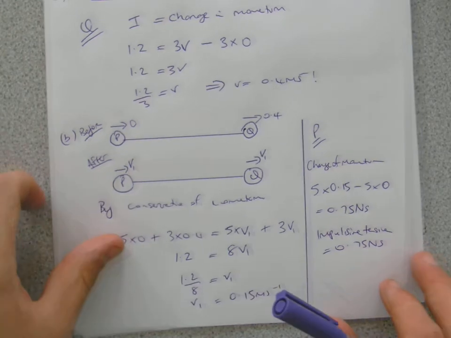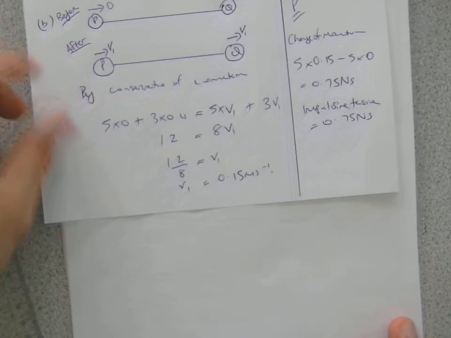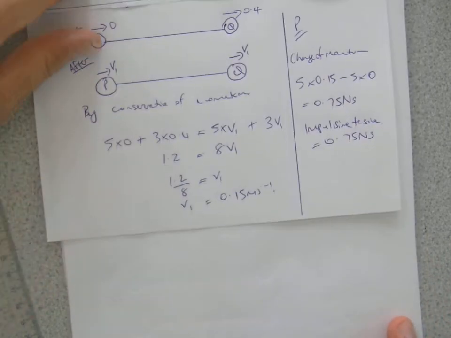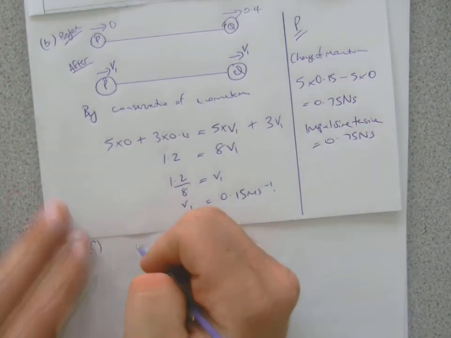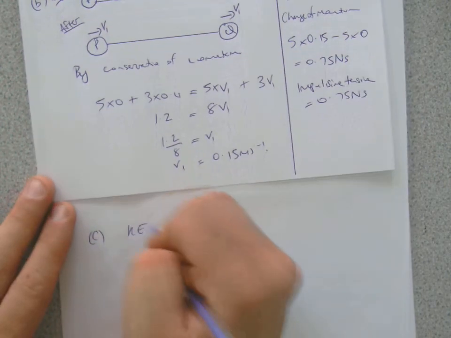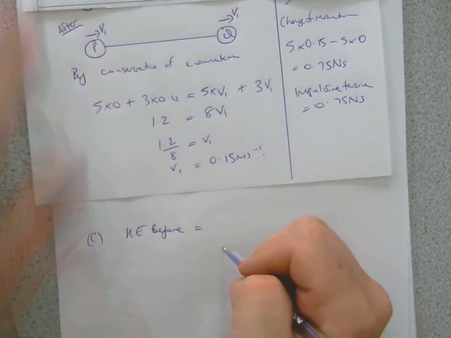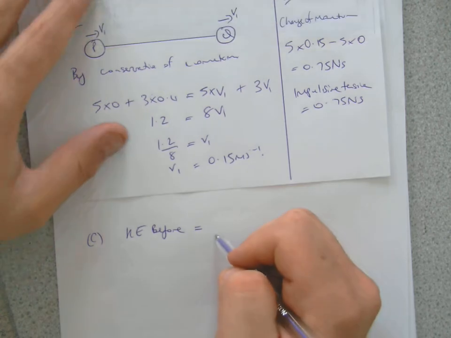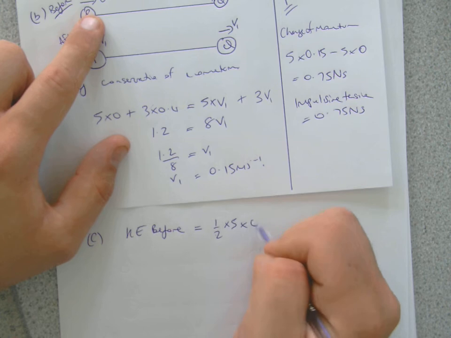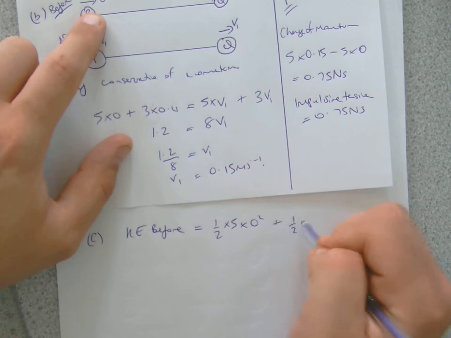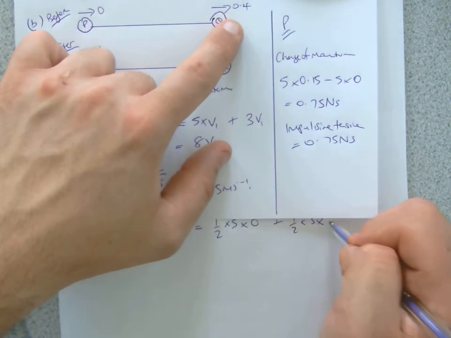Part C then, it says calculate the loss in energy when the string tightens. Well, quite simply, we need to consider what sort of energy is going on here, where we've got kinetic energy, haven't we? So the kinetic energy before and the kinetic energy after. Right, so that's all you've got to do. Now the kinetic energy before, remember kinetic energy formula is half mv squared. So it'll be half times 5 times 0 squared, plus half times 3 for this mass times 0.4 squared.